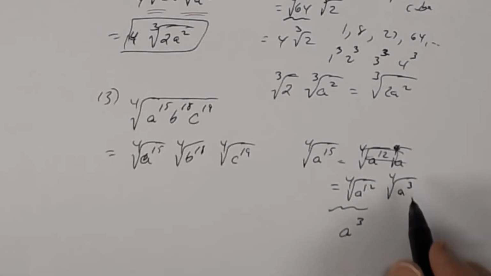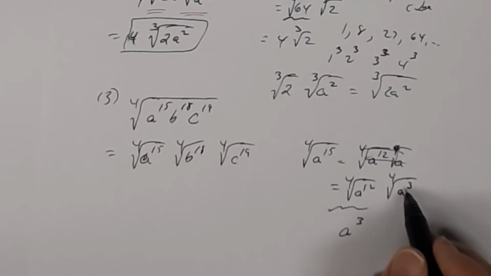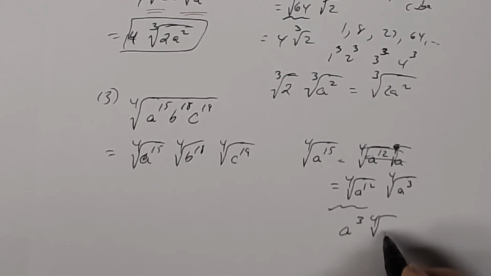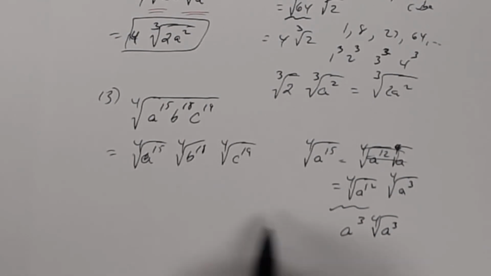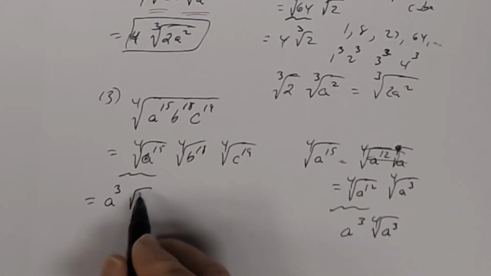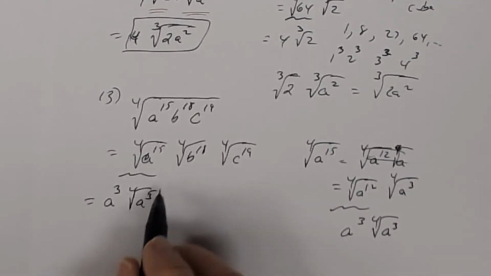Can I simplify the fourth root of a to the third? The answer is no, 3 is less than 4. So it becomes the fourth root of a cubed. So that goes underneath here: the fourth root of a cubed. Okay? All right. Now, times.